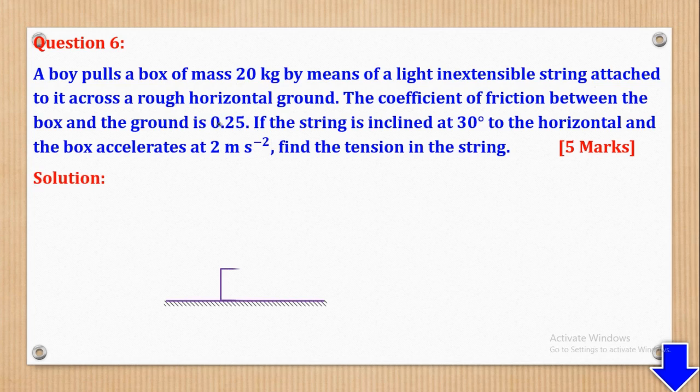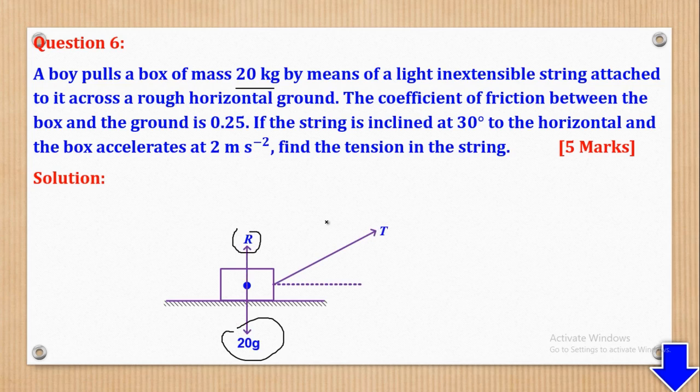So the first thing to do will be to make a sketch. The particle has mass of 20 kilograms, therefore weight will be 20g, and because of this weight there will be normal reaction upwards, which is R. Then the tension was inclined, because they told us that the string is inclined at 30 degrees, so this is 30 degrees, and this will be the tension in the string.